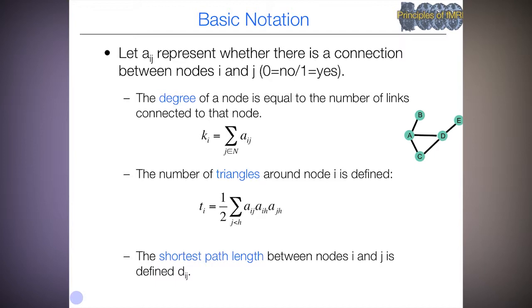The shortest path length between nodes i and j is defined as dij. So for example, the shortest path length between A and E would be 2 because we always have to go through D to get to E, and that's the shortest way to get from there. Now we're going to use these pieces of notation to define different network properties.